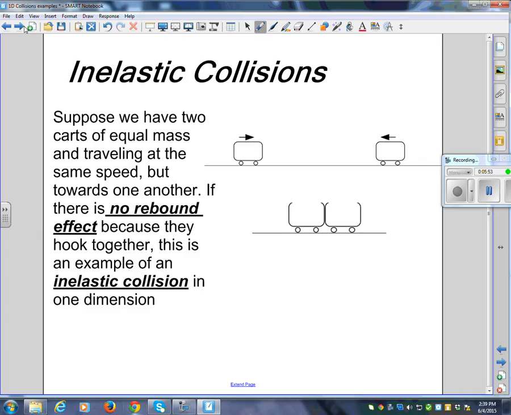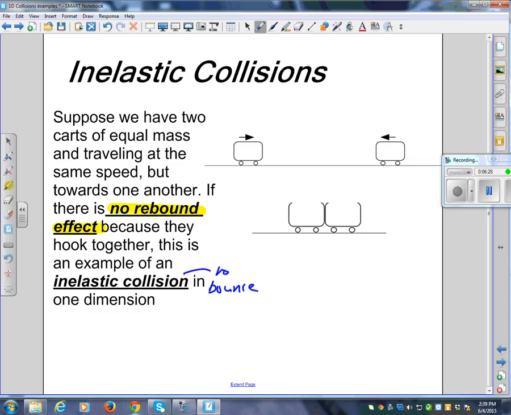There are two types of collisions. One is called inelastic. Suppose we have two carts of equal mass traveling at the same speed, but traveling toward one another. If there is no rebound effect, no rebound, because they hook together, maybe there's Velcro or something, this is an example of an inelastic collision in one dimension. Inelastic means no bounce. There is no bounce.